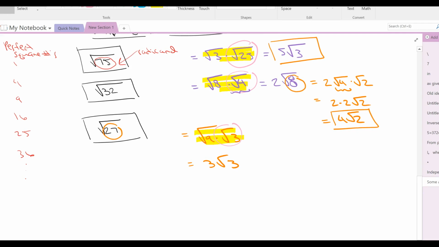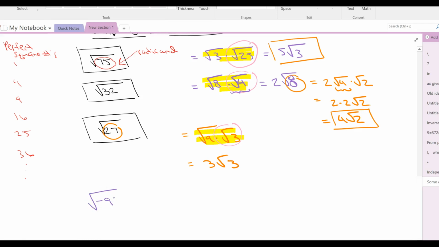Simplifying radicals just ensures that your radicand is no longer divisible by a perfect square. Now I'm going to loop negative radicands into here. So let's take a look at square root of negative 9.